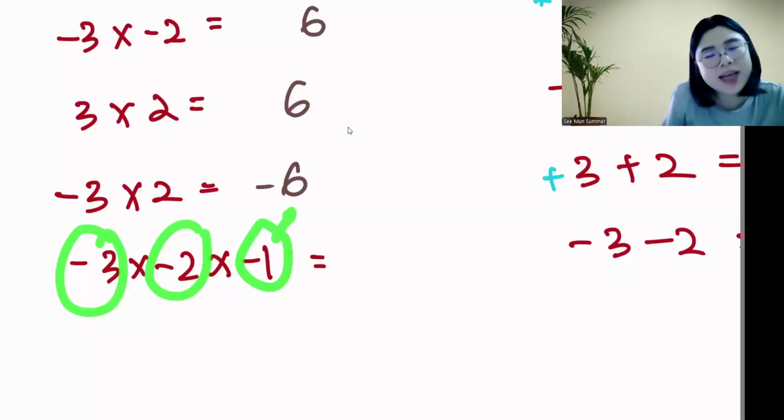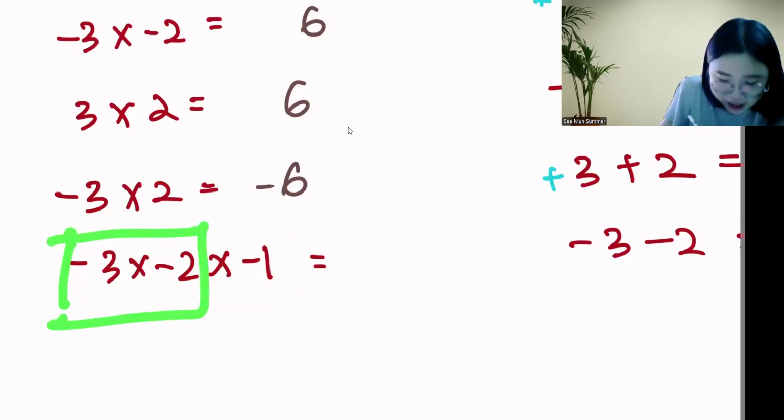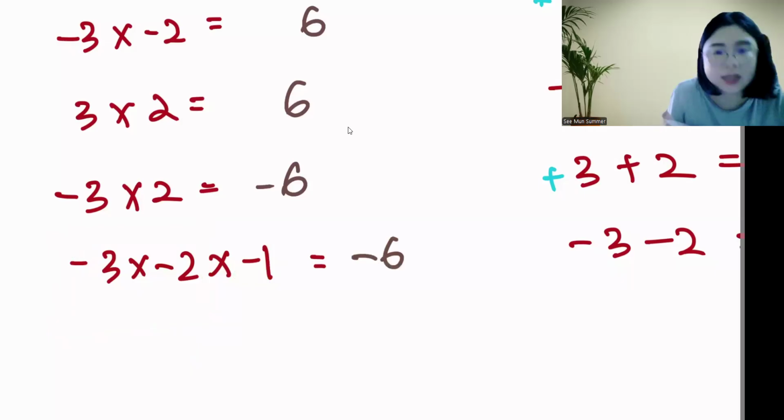Teacher, you say same sign negative, ma? But what I say same sign is 2. If there are 2 negative, negative, then it will become positive already. And then positive and meet with negative again, you see, become different sign again. So that's why answer is negative 6.